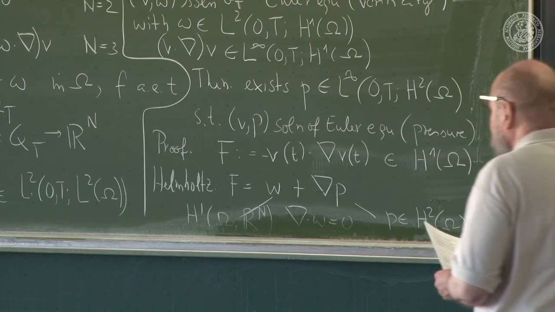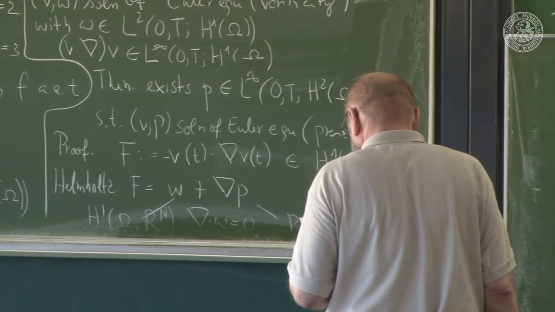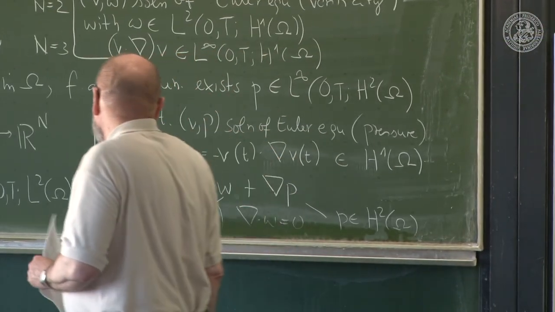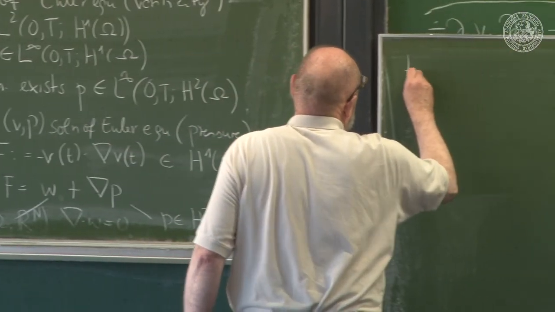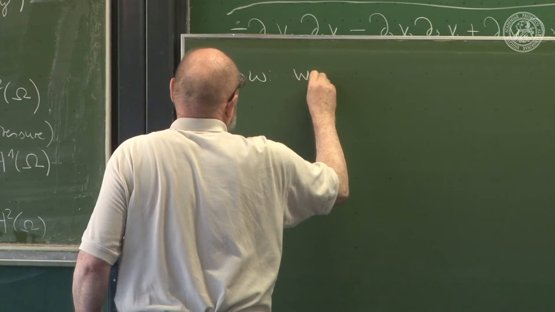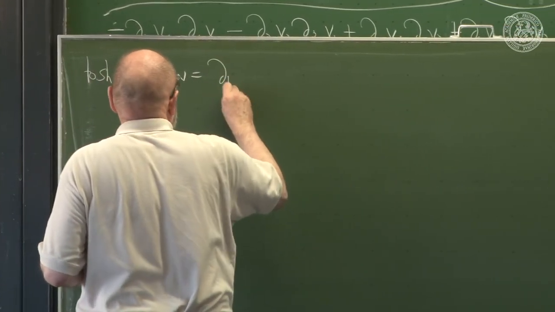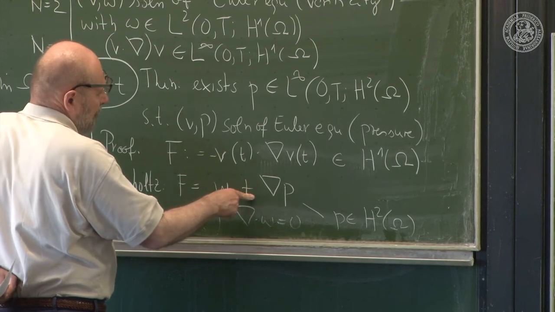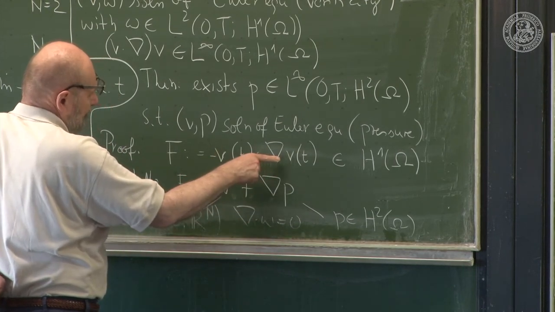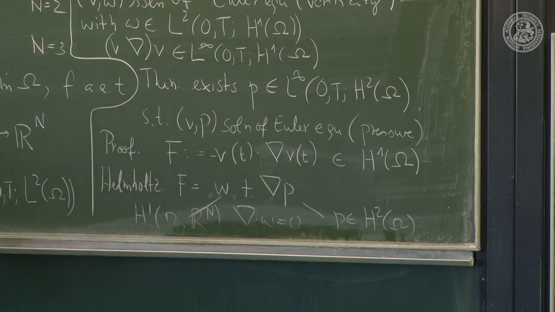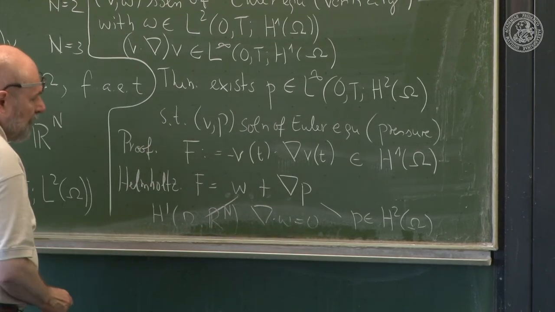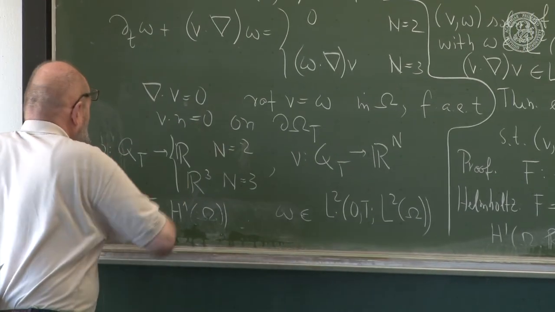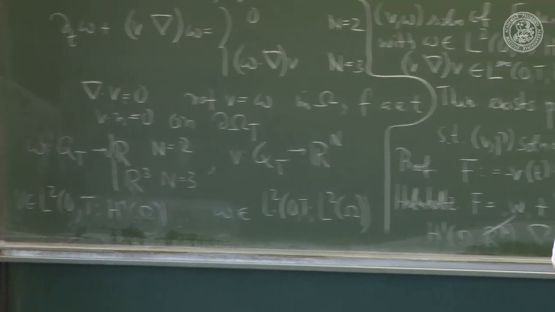Okay. So we would now be ready if this W would be, so what is still to show is that this W is the time derivative of V. If this were the case, we would have an equation: time derivative of V plus gradient of P plus the convective term equals zero, the Euler equation. And for the divergence, we have already the divergence freeness of V, and the boundary conditions we also have. So that's the only thing which is left to show.